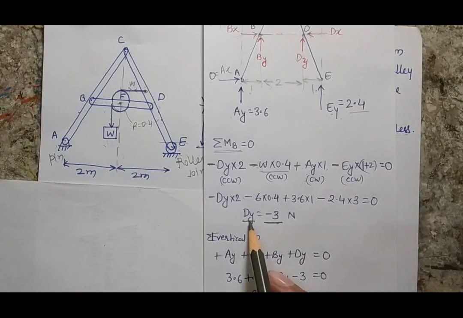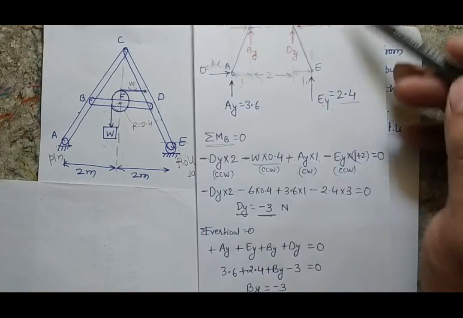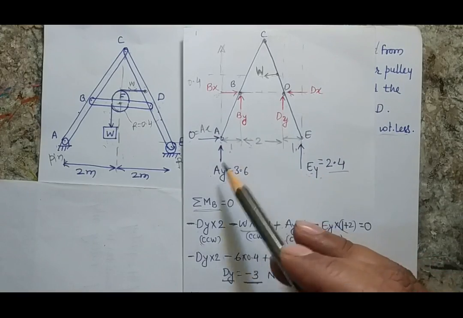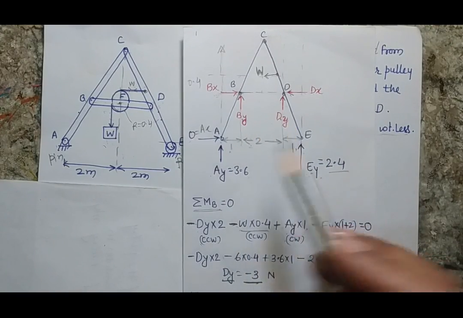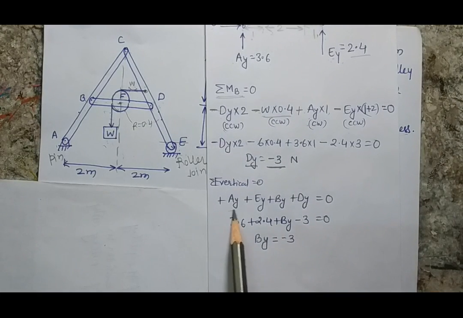Now when I do the force balance, for the vertical force balance there will be 4 vertical forces, 1, 2, 3 and 4. Out of these 4 forces only By is unknown. So when I balance the vertical force equation, I get that By is -3.